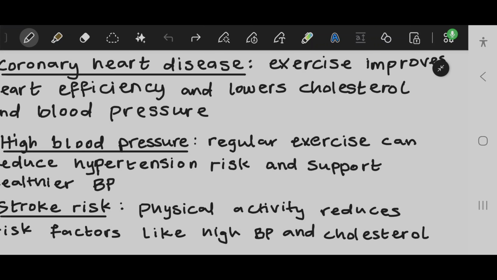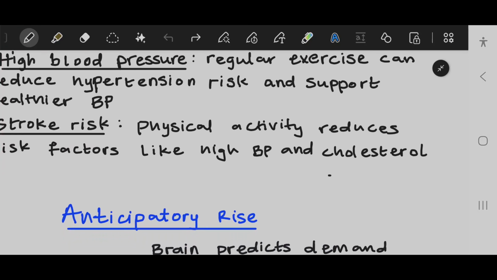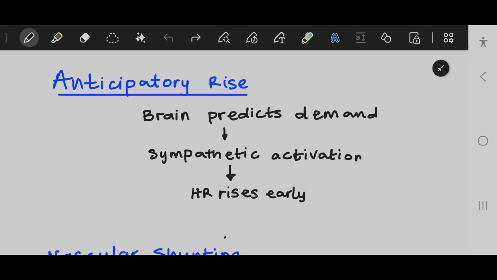All right, now let's talk about the short-term control of the cardiovascular system during exercise. We're going to look at some concepts that are important to know when we're talking about how your body gets prepared for exercise immediately as you start exercising. First, we have something known as anticipatory rise. This happens before you are actually exercising. Have you ever noticed your heart rate rises before you get involved in a game or at the gym? That's what we call anticipatory rise.